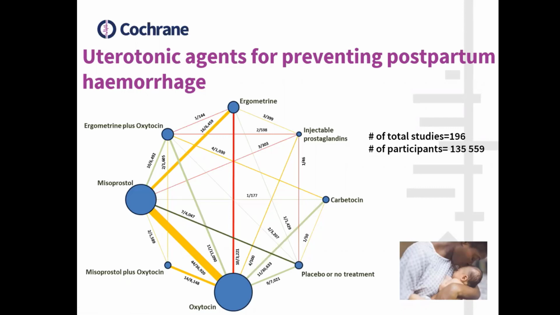And then the colours as well. That's the certainty of evidence. So orange is low certainty evidence here. And then you've got red is very low certainty. And then you've got moderate certainty for the light green, these ones, and then the darker green is high certainty evidence.